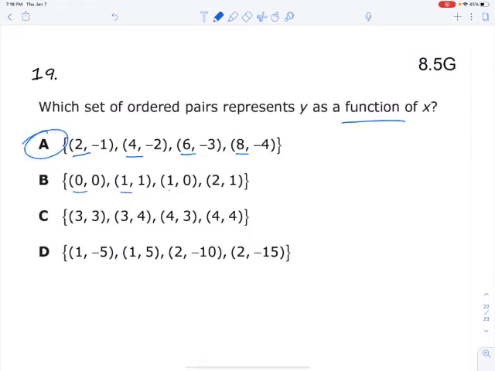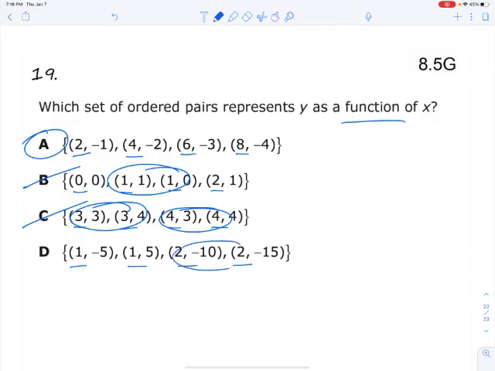0, 1, 1, 2. Uh-oh. We've got a double 1, so that makes that one not a function. 3, 3, 4, 4. We've got a double on the 3s and a double on the 4s, so that's not a function. 1, 1, 2, 2. Again, we got double 2s and double 1s, not a function. So this one is one of those gimme kind of questions. Functions, we're only looking at the x values. The x values must be unique in the coordinate.